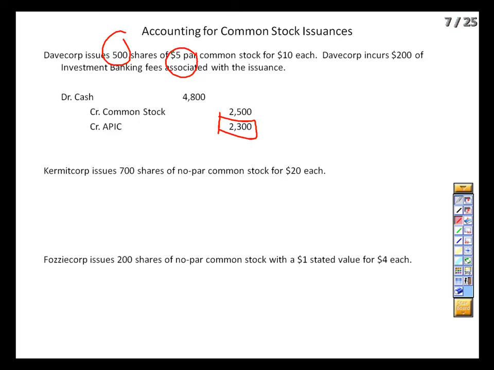Now, some states don't have par value. Corporations are governed by state laws, and some states don't require us to set a par value. If this is the case, then we skip the APIC part and simply plug all the money into our common stock account.